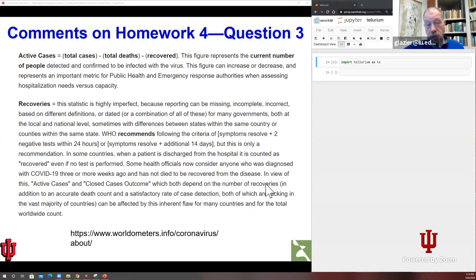So here's the definition from Worldometer of active cases: total cases minus total deaths minus recovered. That seems straightforward, except that, as it says, recoveries is highly imperfect because reporting can be missing, incomplete, incorrect, based on different definitions or dated.